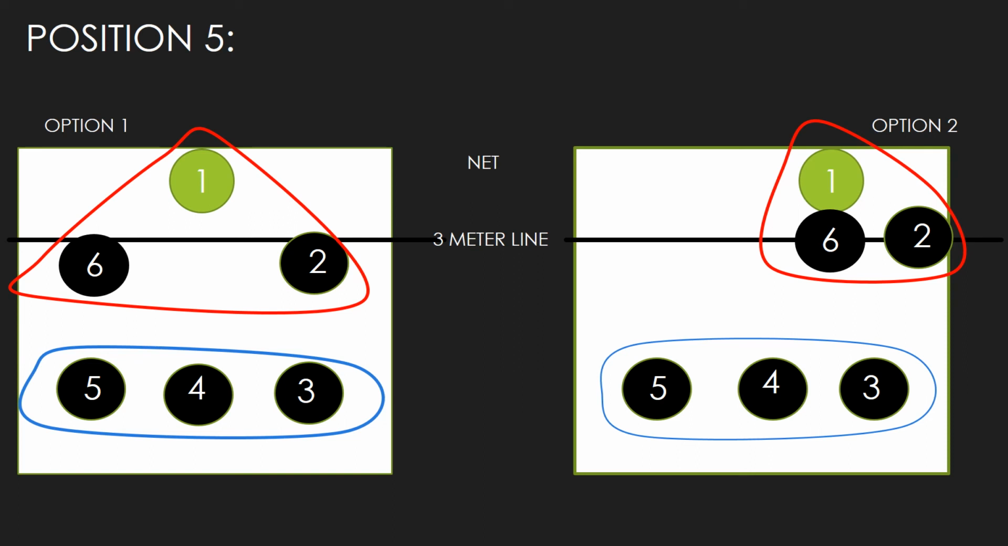And in this situation, in options 1 and options 2, what the setter needs to be aware of is who they are in between so they don't cross either left or right. So for example, with player 1 and 6, player 1 cannot start on the left side of player 6, and it cannot start on the right side of player 2. So that's why player 1 needs to always be in the middle of 6 and 2 in this position.